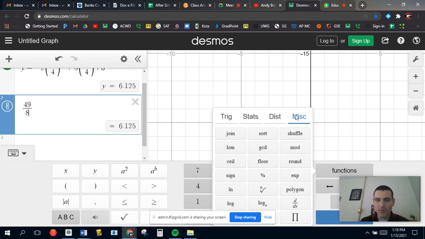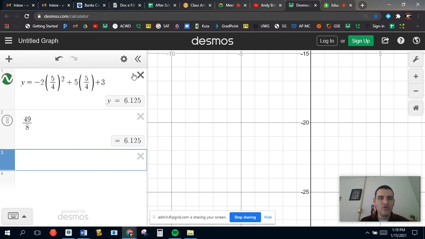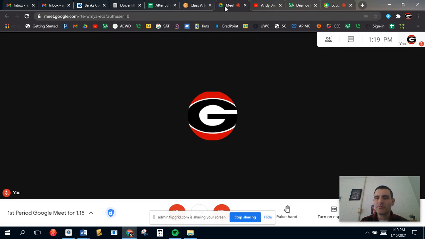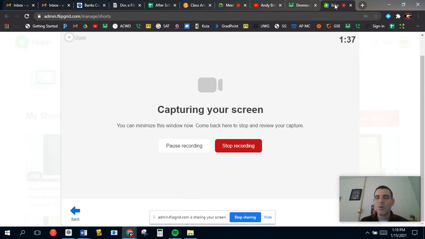There may be a function there we can change it. I can't remember if there is or not with Desmos. But anyway, as it is, I'm going to graph it. Check my time real quick. I got a little time here. So I'm going to go ahead and graph it.